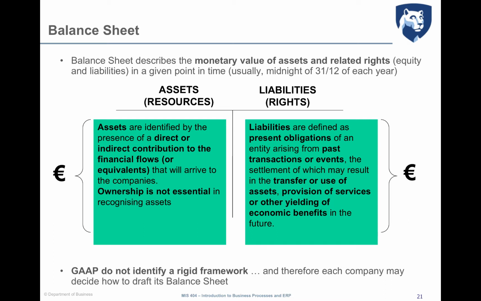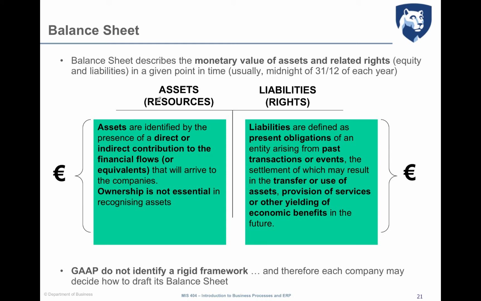So let's focus now more in detail on the documents that a company needs to provide to the market with financial accounting. The first document the company should design is what we call the balance sheet. The balance sheet describes the monetary value of assets and related rights, so equity and liabilities, at a given point in time, which is usually the end of each year.